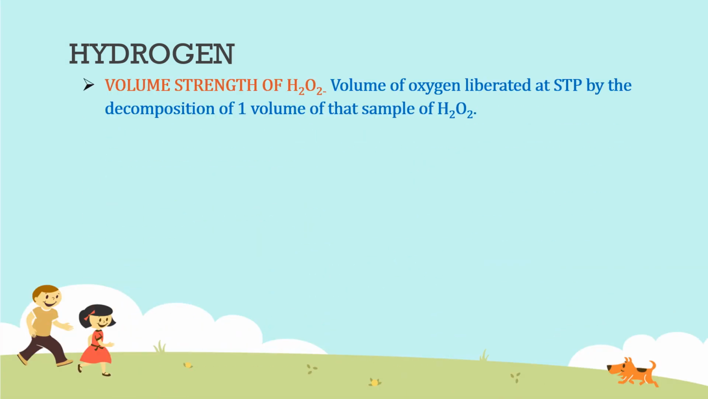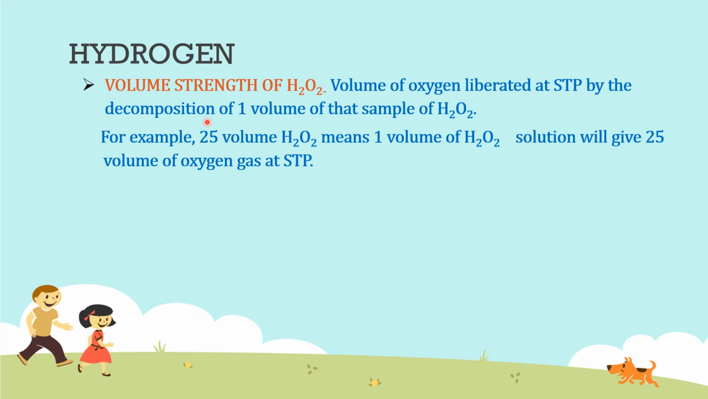So what is our volume strength of hydrogen peroxide? It is going to be the volume of oxygen liberated at STP by the decomposition of one volume of that sample of hydrogen peroxide. So what does this mean? For example, we have 25 volume of H2O2 given to us. So this means that one volume of H2O2 solution will give us 25 volume of oxygen gas at STP.